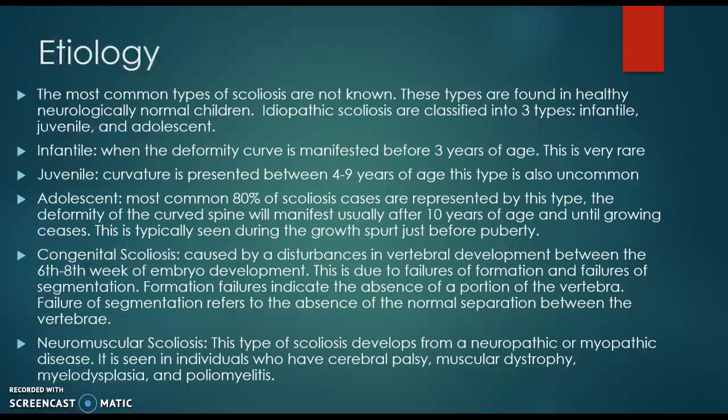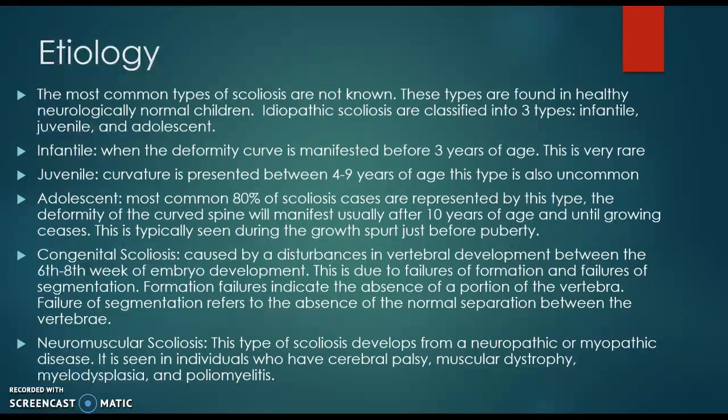Congenital scoliosis is caused by a disturbance in the vertebral development between the 6th and 8th week of embryo development. This is due to failures of formation and failures of segmentation. Formation failures indicate the absence of a portion of the vertebra. Failures of segmentation refers to the absence of the normal separation between the vertebrae.